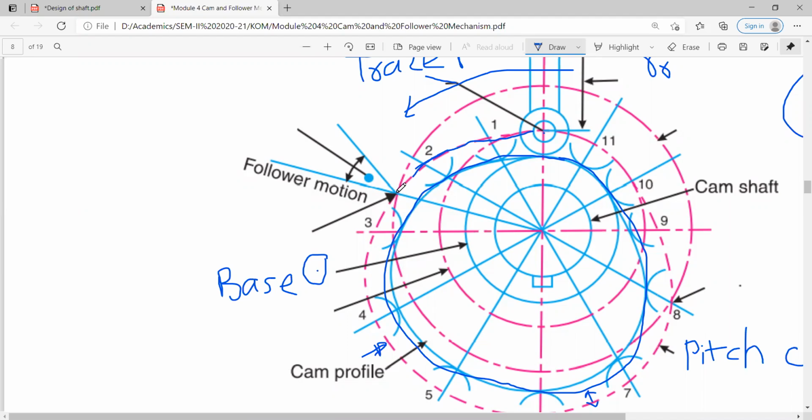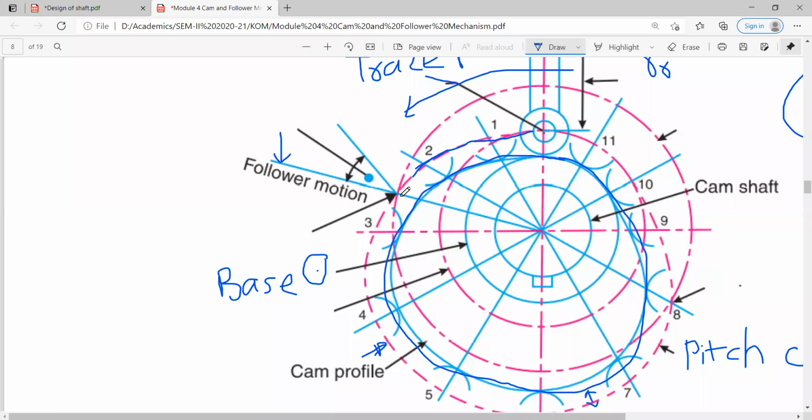What is the direction of follower motion? You know that the follower motion direction is radial, along the radius. So suppose I want to know the direction of follower motion here, then I have to connect this point to the center. It is the radius at this point. So it is the direction of follower motion.